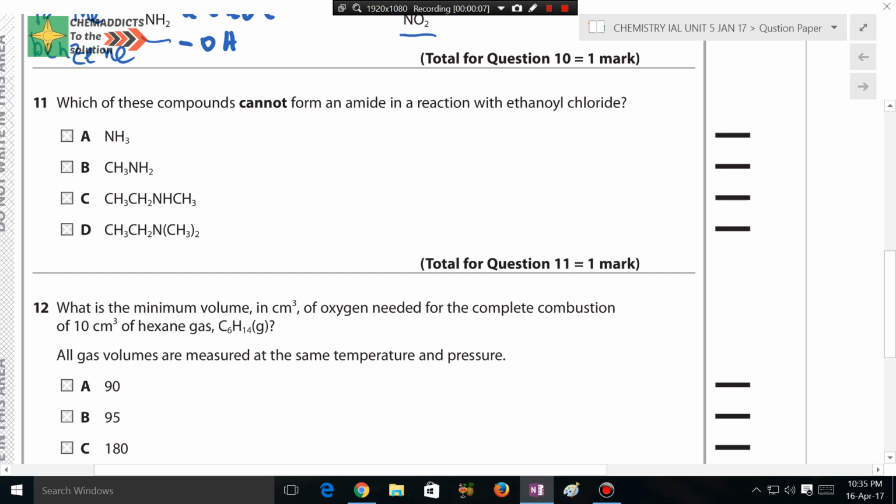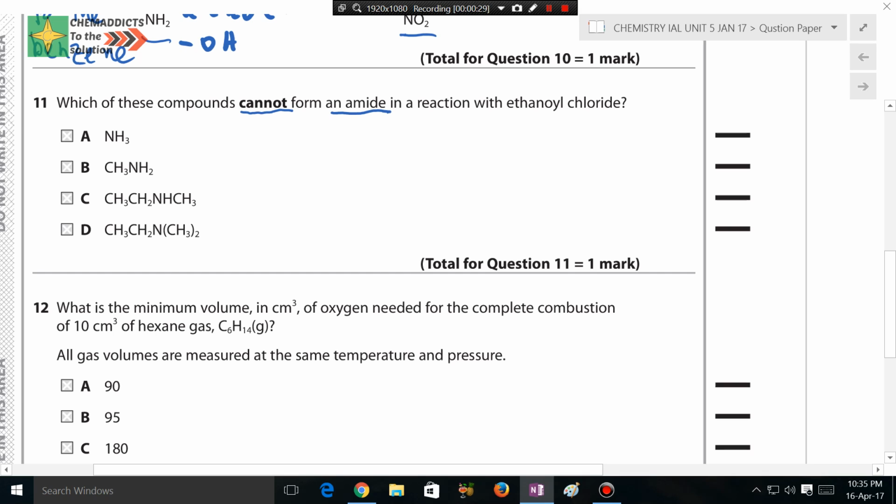Well fellas, now we're gonna solve question 11 of this question paper. Let's get started. Which of these compounds cannot form an amide in a reaction with ethanoyl chloride? The question asks about the compounds that cannot form an amide in a reaction with ethanoyl chloride.